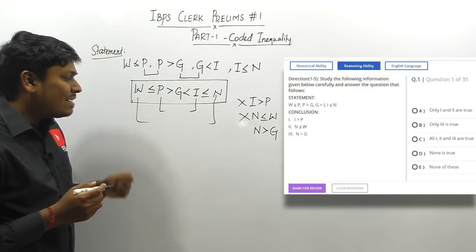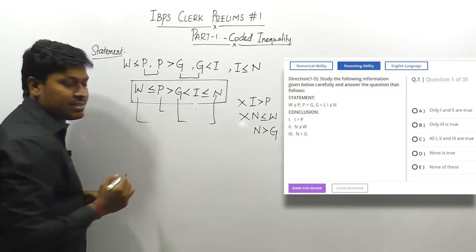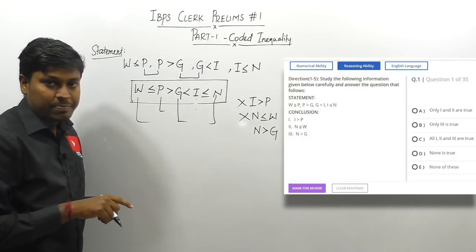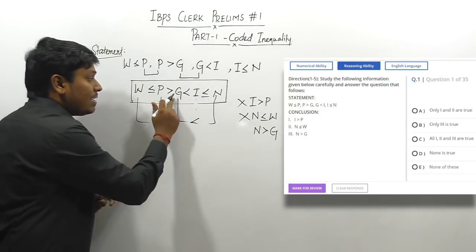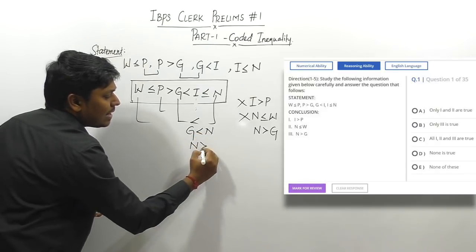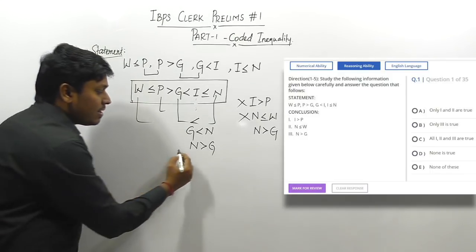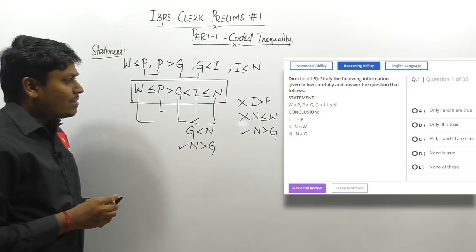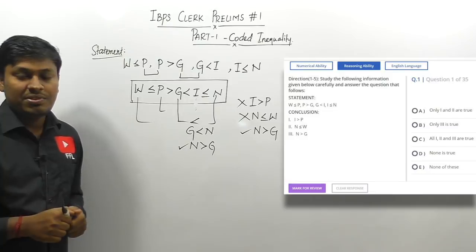Conclusion number 3, N greater than G. So we need to compare N and G. Listen carefully. While comparing N and G, we have 2 symbols. One is less than and the second symbol is less than or equal to. The common symbol out of both is only less than. And here we got G less than N, or N greater than G, both are the same. Similarly, conclusion 3 says N greater than G, which is exactly correct. So we can say that conclusion 3 alone is true. So the option is only 3 is true. Option number B is your answer.